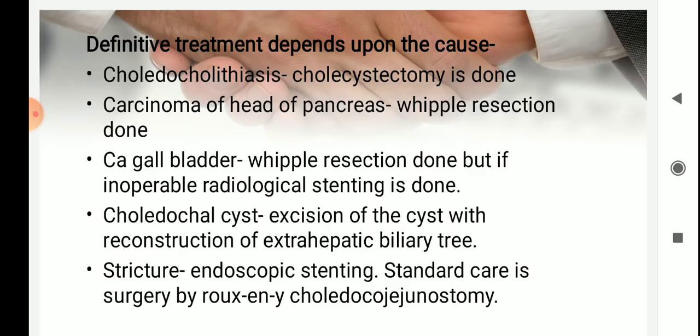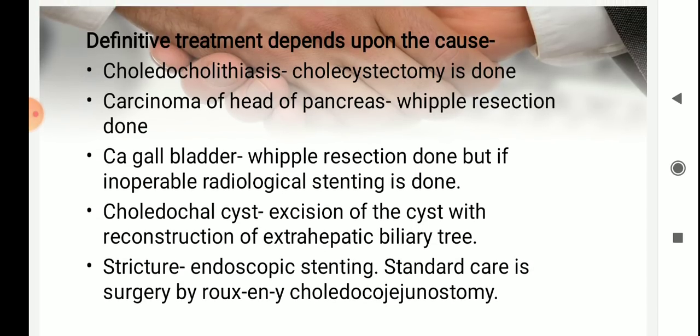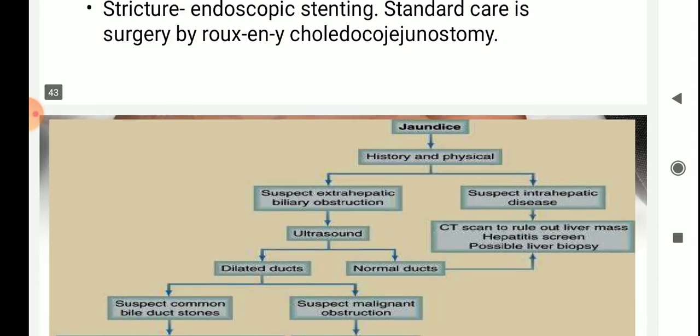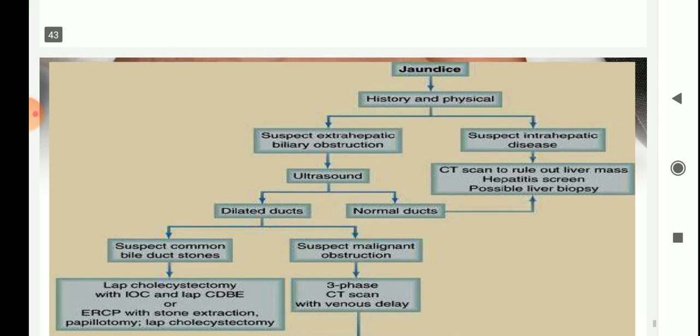Choledocholithiasis: cholecystectomy is done. Carcinoma of the head of the pancreas could also be a cause of posthepatic obstructive jaundice. CA gallbladder: Whipple resection is done, and if inoperable, radiological stenting is done. Choledochal cyst: excision of the cyst with reconstruction of the extrahepatic biliary tree. Stricture: endoscopic stenting. So all these surgical procedures are followed.